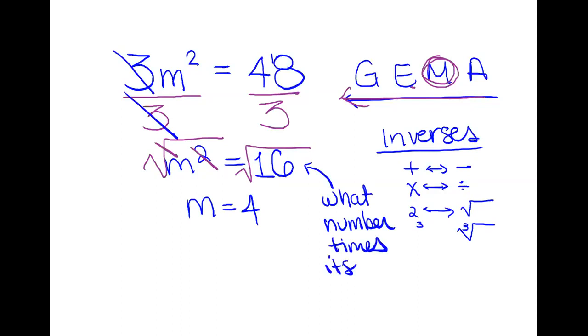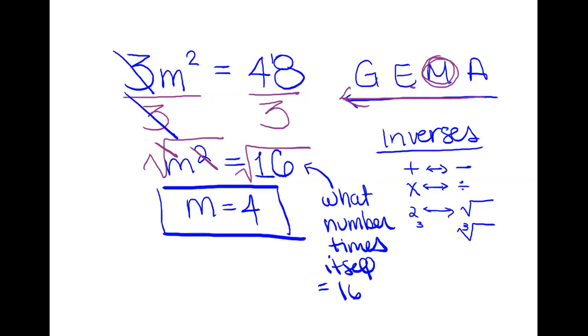I'll just make a little note of that. What number times itself equals 16? And so my answer here is M is equal to 4. And math like this very commonly comes up when you're working the Pythagorean theorem. Okay, so it might happen in your solving equations, but it might also happen in your geometry problems.